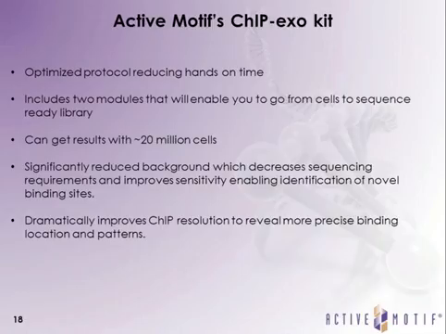Now, Active Motif recently, as of last Friday, released its own ChIP-Exo kit. And this kit was optimized to use a much shorter protocol to reduce the amount of hands-on time for your ChIP-Exo reaction. The kit contains 2 complete modules, which will allow you to go from cells growing in your plate all the way through the fragmentation, ChIP-Exo reaction, and the generation of a sequencing library, which you can then send off to either a core facility for sequencing, or maybe you have a sequencer in your lab, and you can carry out your sequencing there. Using our kit, as you'll see in the coming results, we're able to get results from as little as 20 million cells.